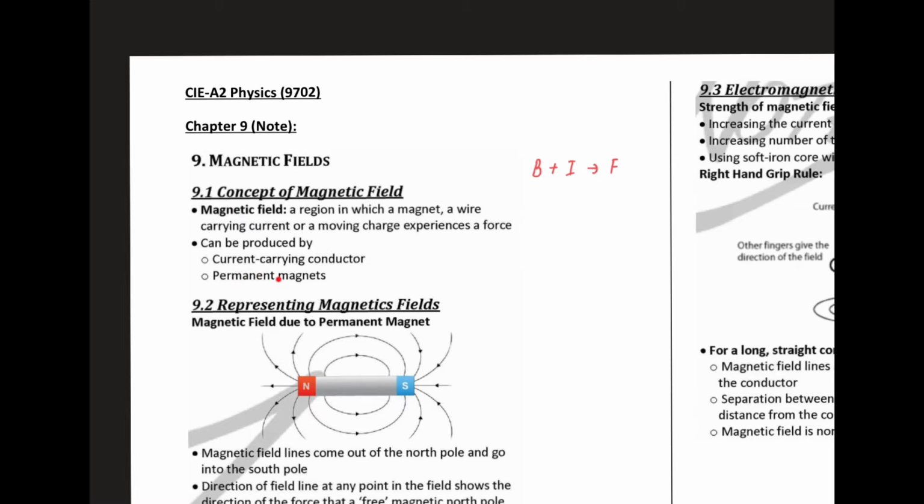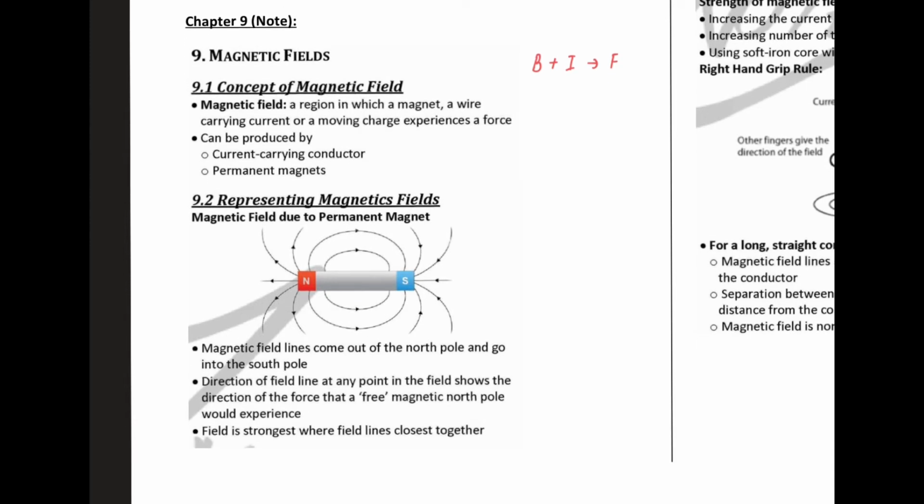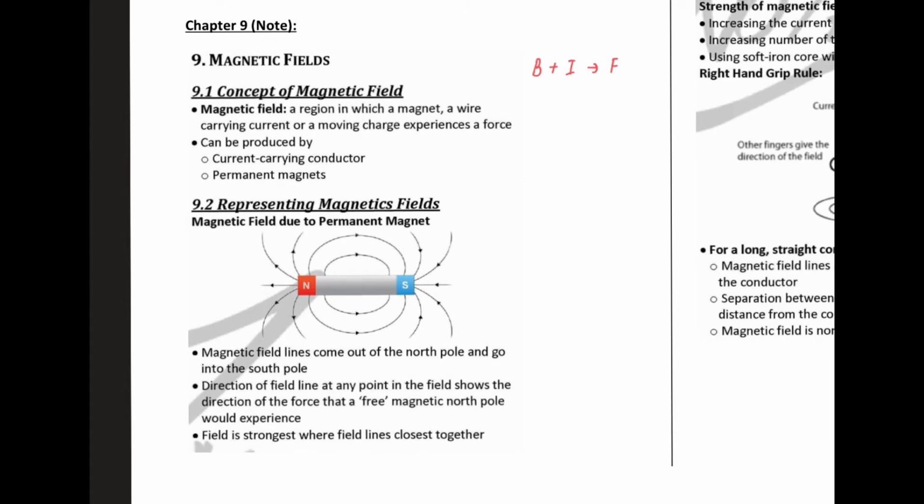So permanent magnets, of course, the word's permanent, that means it is there all the time. So it is produced by a magnetic bar, something like this. A magnetic bar produces a magnetic field. Okay, and it is permanent, so the magnetic field is over there all the time. Okay, so now let's move on. 9.1, they tell us two different concepts. The first concept is B plus I produces force. The second concept is who can produce magnetic field. So these two can produce magnetic field. So they tell us two different concepts.